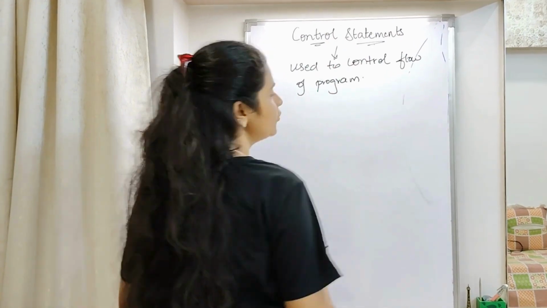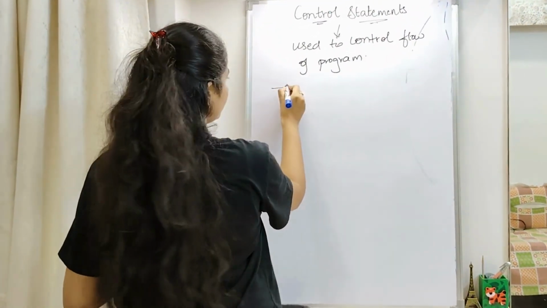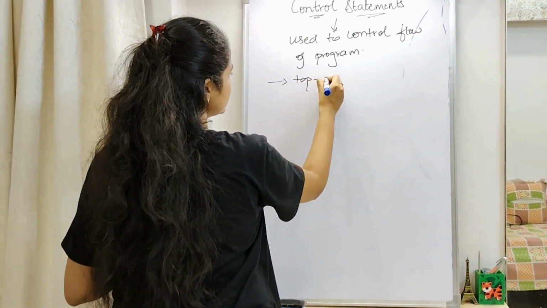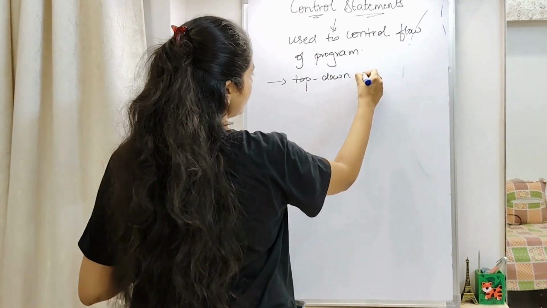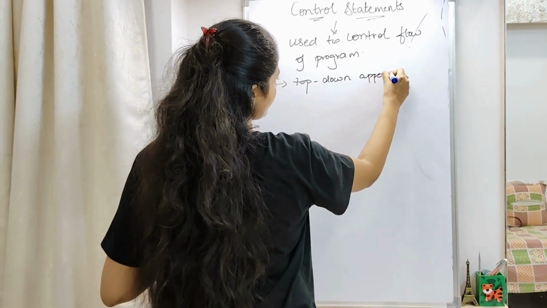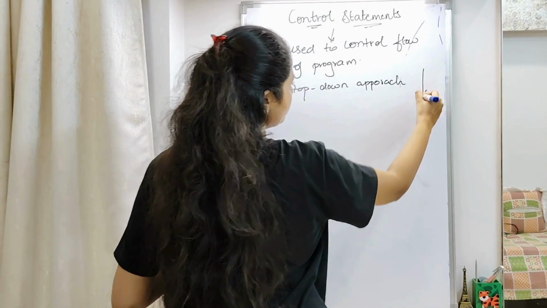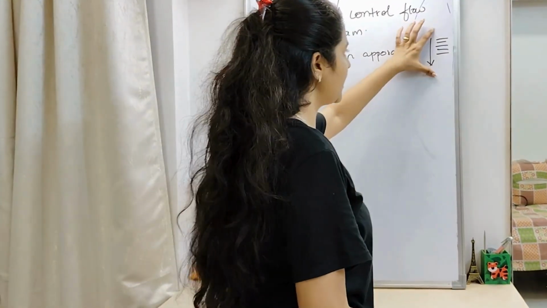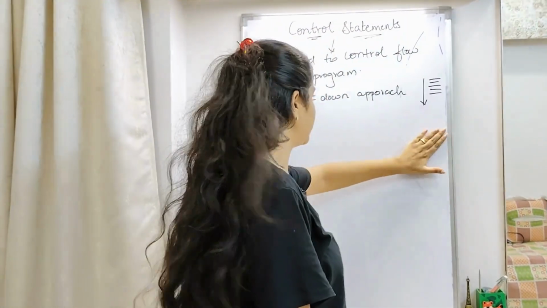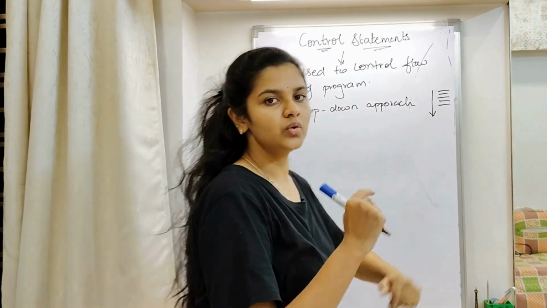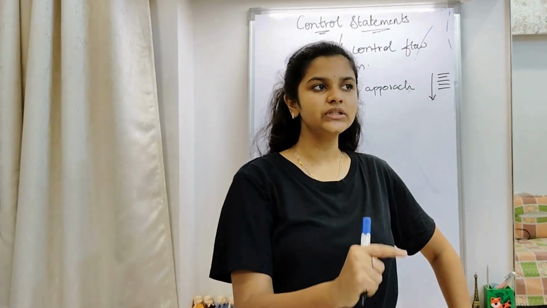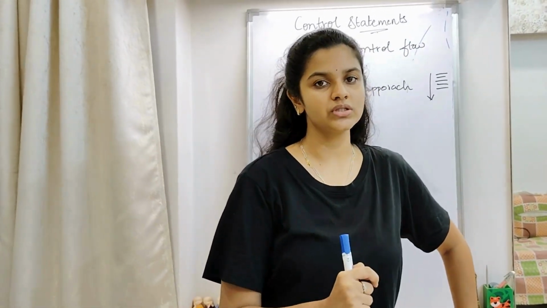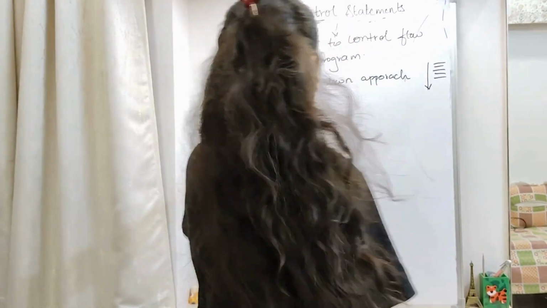So the flow of program is top-down approach. From top to bottom, as there are lines 1, 2, 3, the execution of the program is done like this. But to control that flow of program, if you need it according to the conditions, according to your repetitions, that is done by the control statements.